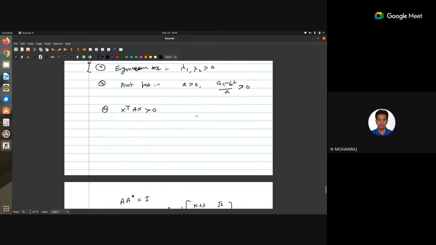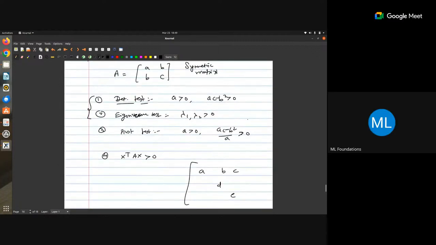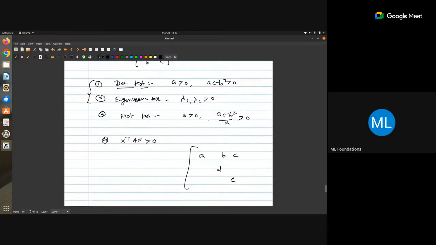So let's say if you have this matrix. Could you explain the pivot test also in this? Pivot test is just that you have to find the pivots. Pivots are what you get when the elimination method is done. First of all, I'll write down this matrix: A, B, C, and since it is symmetric, B here, then D, E and so on.